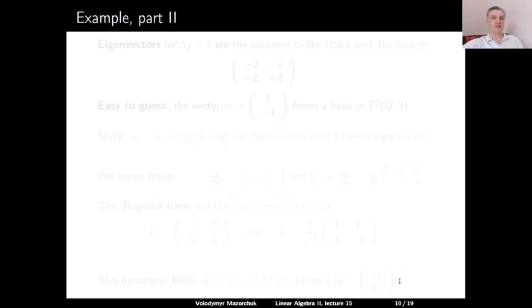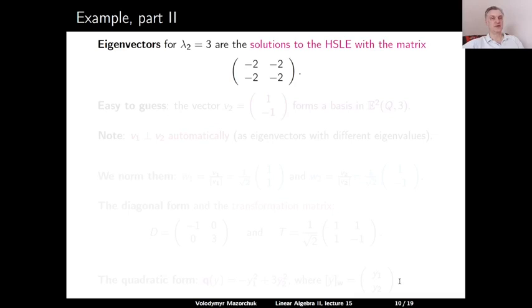minus 1. Similarly, let us determine the eigenvectors for the eigenvalue 3. So these are the solutions to the homogeneous system of linear equations with the matrix, the original matrix, minus 3 on the main diagonal. So we get the matrix minus 2, minus 2, minus 2, minus 2. And here it is also easy to guess that the vector v2, which is equal to 1, minus 1, forms a basis in the space of solutions. And hence this vector is a basis in the vector space of all eigenvectors for Q with eigenvalue 3.